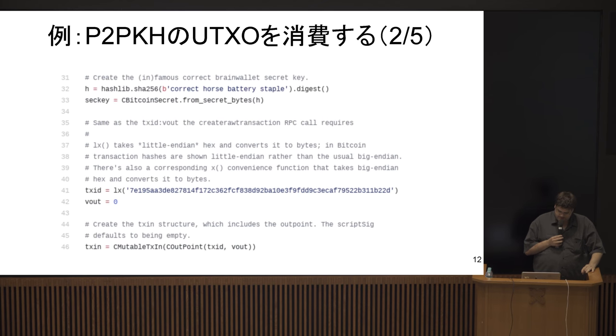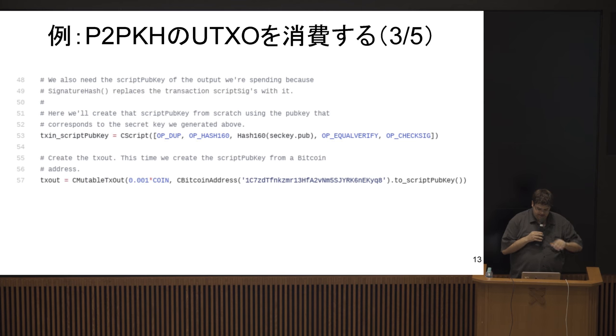Before we begin, transactions have inputs and outputs. So if you were paid some Bitcoin, now you want to spend it. The transaction that you're creating to spend your money is going to have an input. For the sake of an example, we can just arbitrarily say we were paid with this transaction hash ID. And then the next one is the index in that transaction, of course. And then at the very bottom, we're creating a transaction input based off of that transaction ID and the index.